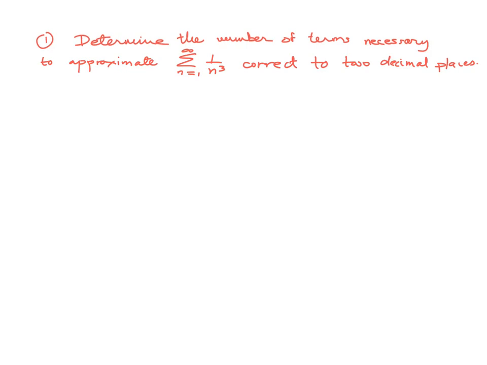So here we're trying to determine the number of terms necessary to approximate this sum, n goes from 1 to infinity of 1 over n cubed, correct to 2 decimal places. Now, in order to be correct to 2 decimal places, that means when you go to that third decimal place, you should be rounding appropriately so that the second decimal place is still accurate.